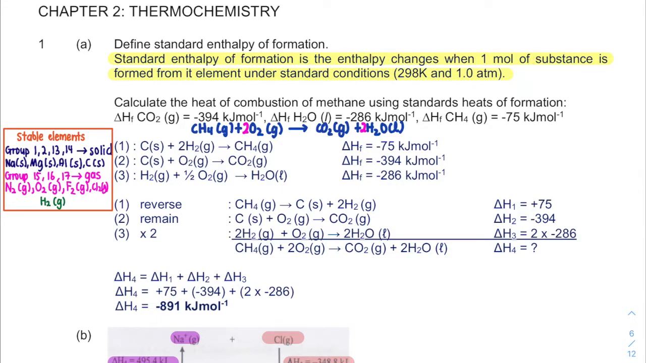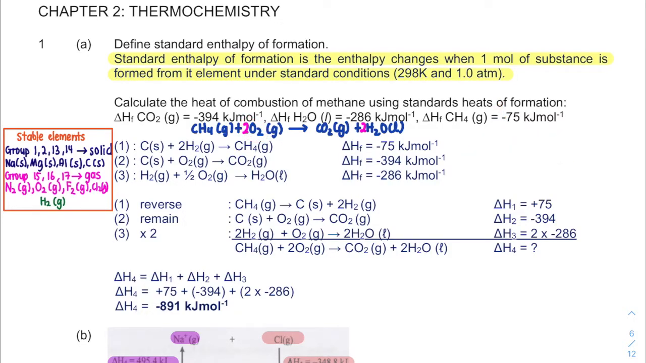Next question is to calculate the heat of combustion of methane using standard heats of formation. From this information, we have the formation of CO2, the formation of H2O, and the formation of CH4. From these, we have to find the heat of combustion of methane. We have CH4, CO2 and H2O, but we don't have any information on oxygen. So we can't use the delta H of product minus reactant.